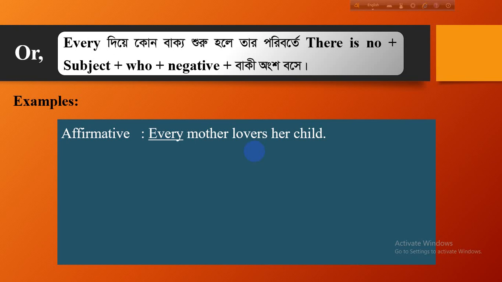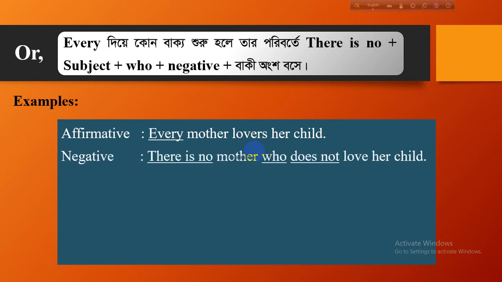So the answer will be: every mother loves her child, that means there is no mother who does not love her child. So dear student, here we did three things. The first one, instead of every we use there is no, and instead of but we use who, and because of who we use the negative auxiliary with negative adverb. So that's it, only three things you have to do.